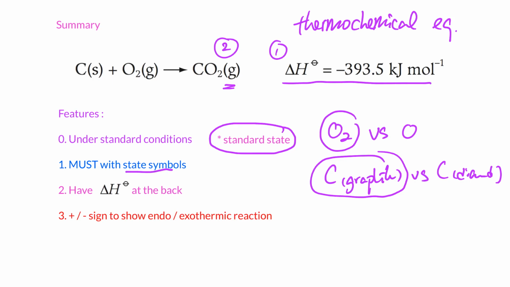So remember, the state symbol is a must. This is to indicate, when the reaction runs once, how the energy changes, how the enthalpy changes. And you must also give a positive or negative sign. Even if it is positive, you still need to write the positive sign. That's all for the introduction of thermochemical equations.